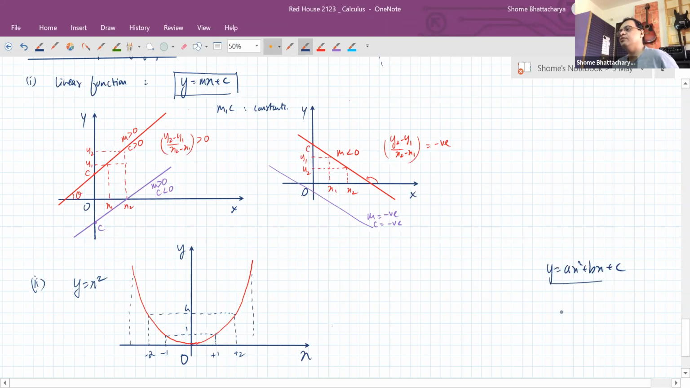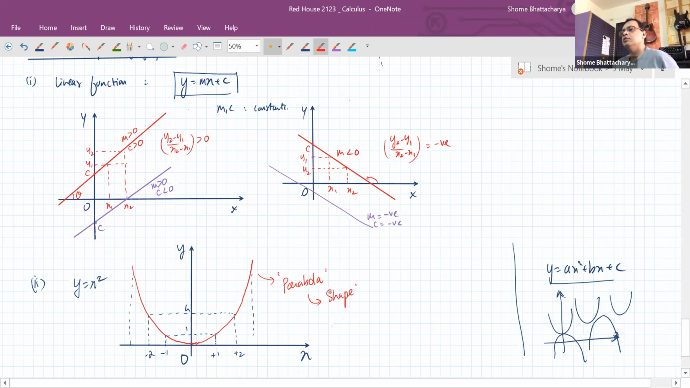Now later we will see that for this type of function, the graph can be like this, it can be like this, it can be like this. All these different types of parabolas are possible. So in general, this shape is called a parabola. A parabola is the geometrical name for the shape of a quadratic function's graph.